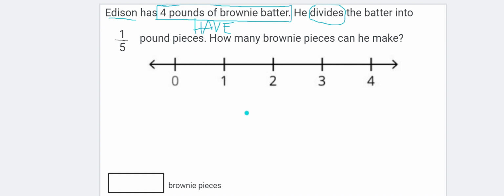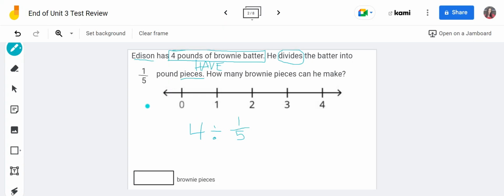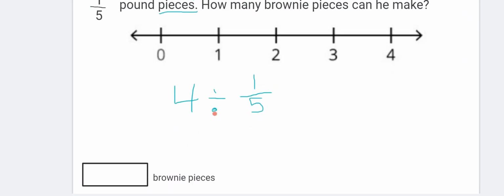So first I notice he has 4 pounds. I see the keyword divides, and I also see pieces. So I know I'm going to divide, and I'm dividing them into 1/5 size pieces. So I'm going to use my favorite strategy. I'm going to use keep, change, flip. So I'm going to keep the 4 the same.